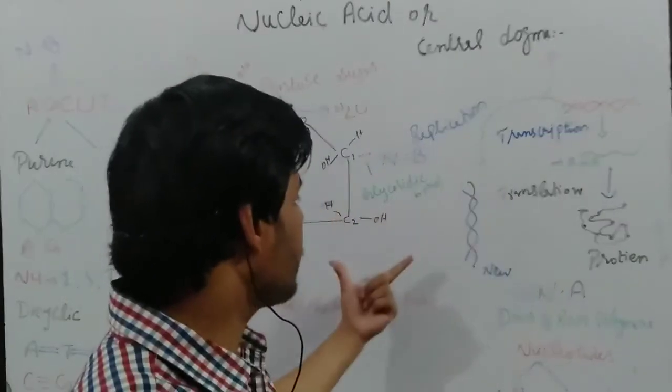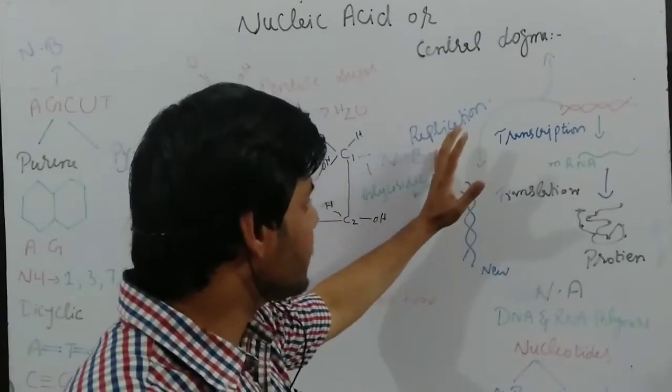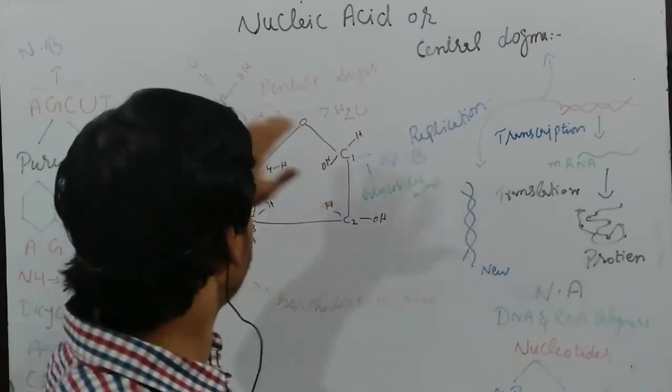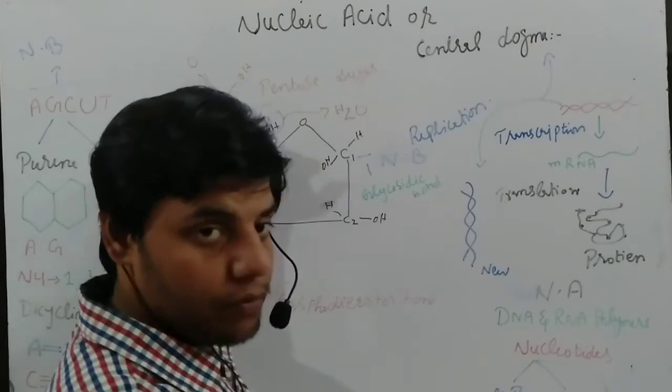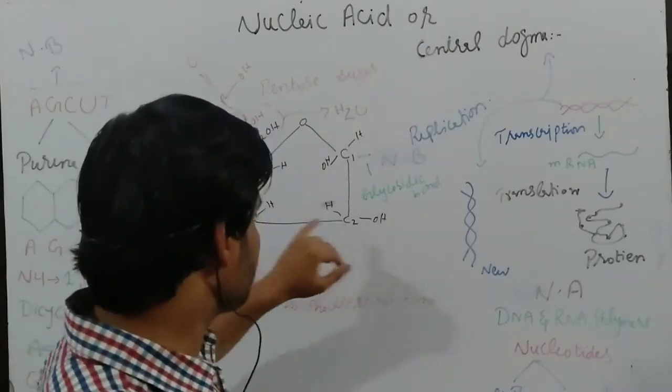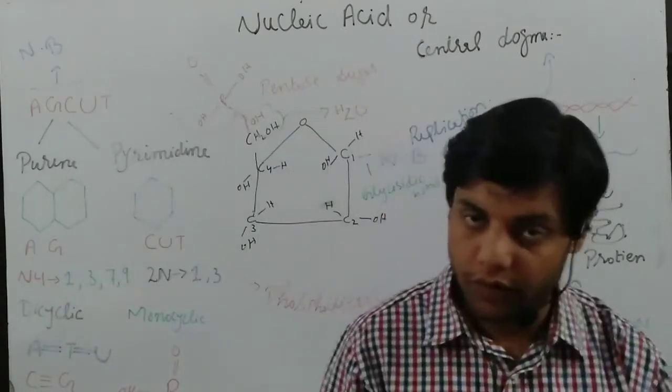Okay, now this is how the nucleotide will look like. This is the whole structure of the nucleotide. So we have nitrogenous bases which is connected with carbon number 1, and we have phosphoric acid which is connected with carbon number 5. Okay, and at carbon number 3, these two things are free.